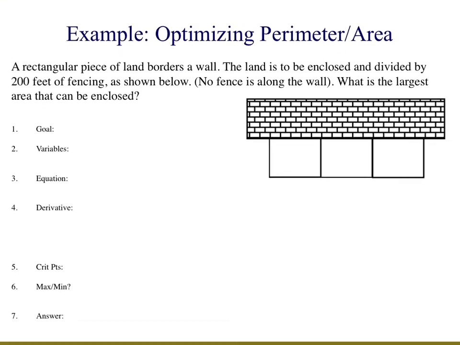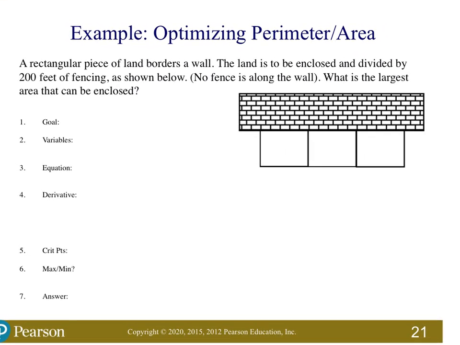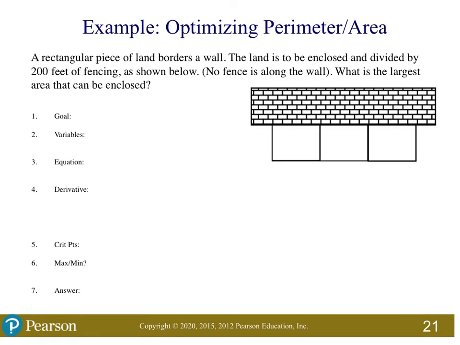All right, last one. Here's another fence, this time up against a wall. Okay, it's 3 rectangles all next to each other. What is the largest area that can be enclosed? All right, so our goal is largest, so it's max.